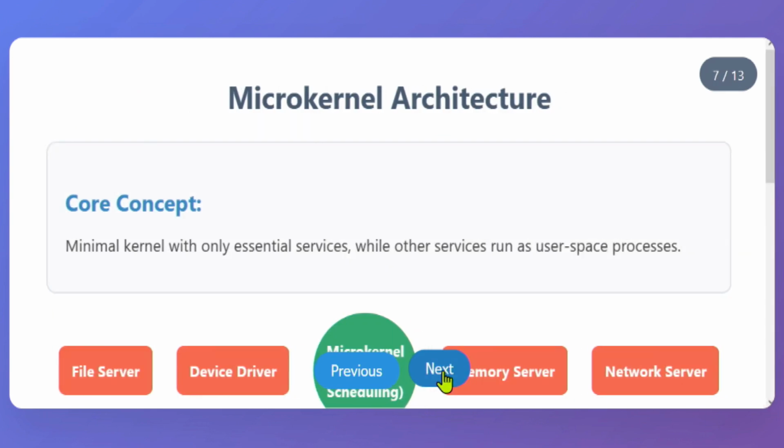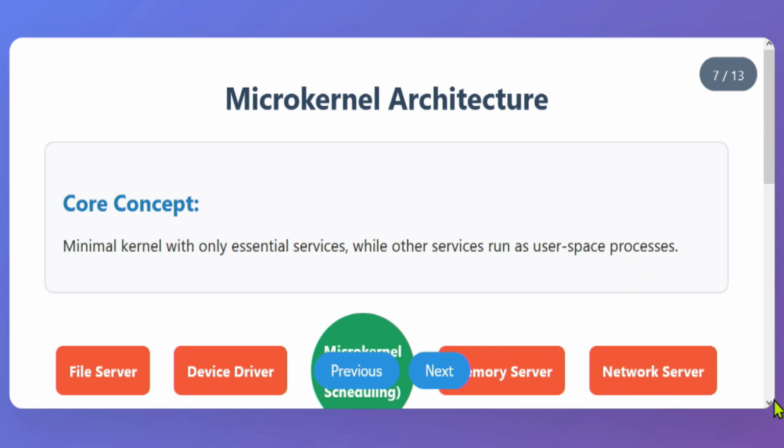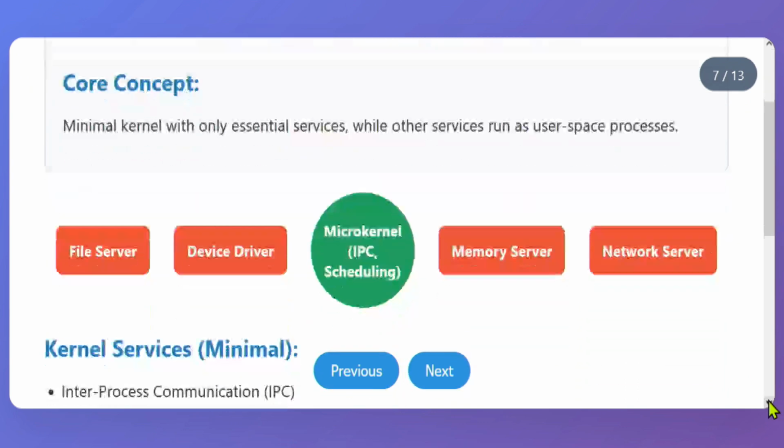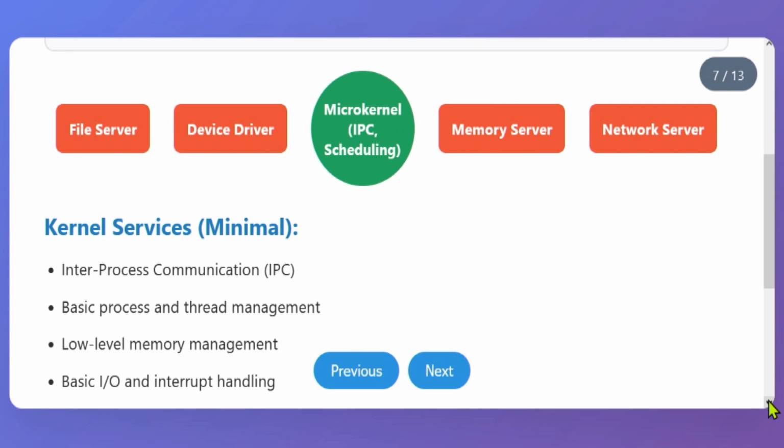Next we see the microkernel architecture. The core architecture is mainly based on the essential services, while other services run as user space processes. The file server and the device driver communicate with the microkernel, that is, PC scheduling. Then the memory server and the network server are away from the microkernel. The kernel service is minimal.